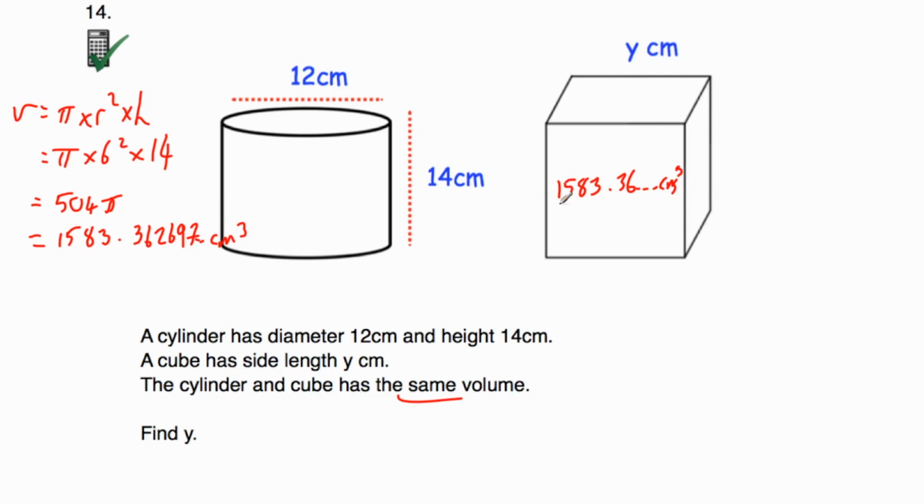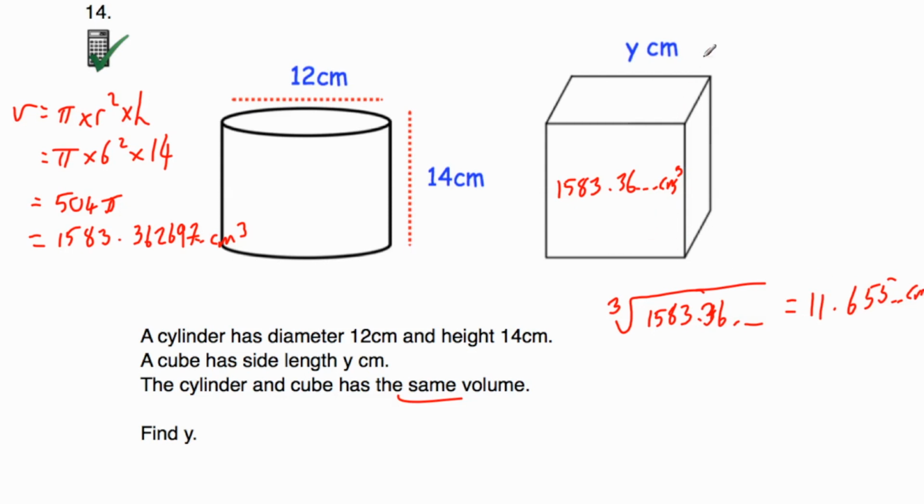Whenever you multiply a number by itself and by itself again, that's cubing it. So if we want to find out what the number is, we want to do the inverse, which is the cube root. The inverse of cubing is cube rooting. So if we work out the cube root of 1,583.36 and so on, or just 504 pi, we can then work out what the side length is. So I'm going to press the cube root of, and I'm just going to press answer because this is already on my calculator display. That's equal to 11.655 and so on centimeters.